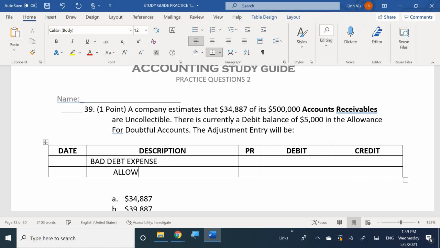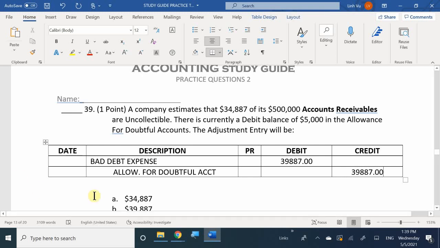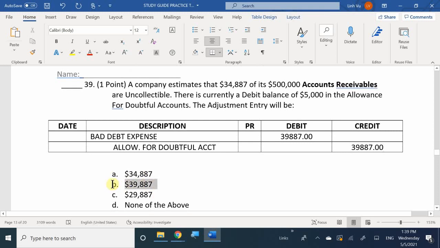And this will be the allowance for doubtful accounts, and it is going to be for the 39,887. Okay. The indicator here is that we have a debit balance, and our end goal is we need to have a credit balance of $34,887. So in order to get there, you need to backtrack because you already currently have $5,000 in the debit. So you need to add them together. Okay, so 39,887 is correct.